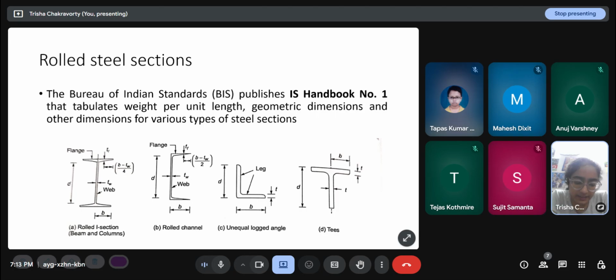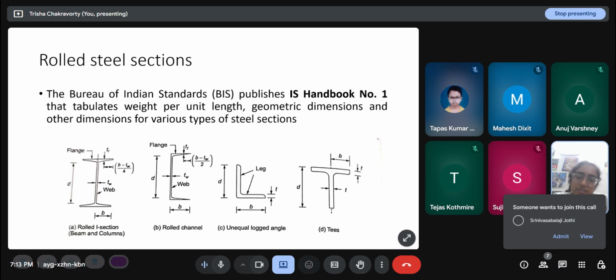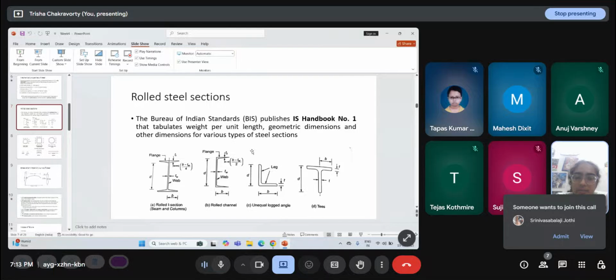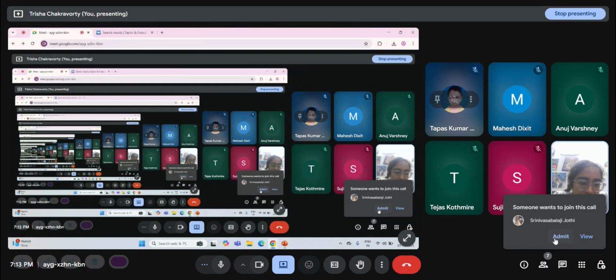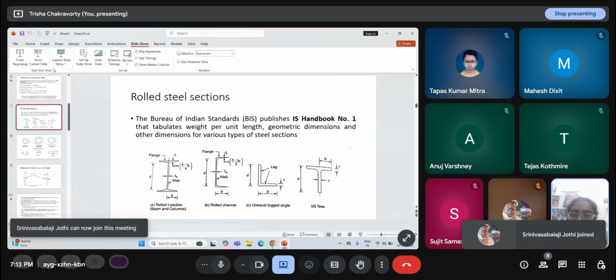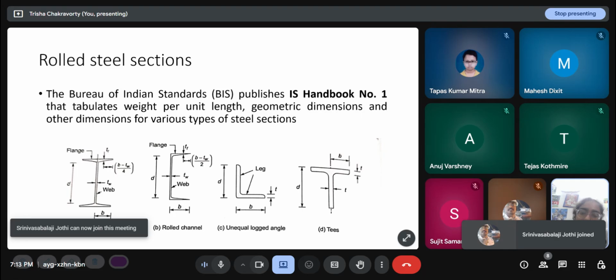And then steel, as we have already discussed, is generally not cast in whatever size and shape we want. Generally the hot rolled steel sections are brought directly from the industry. The Bureau of Indian Standards (BIS) published handbook number 1 that tabulates the weight per unit length, the geometric dimensions, and the other dimensions for various types of steel sections.